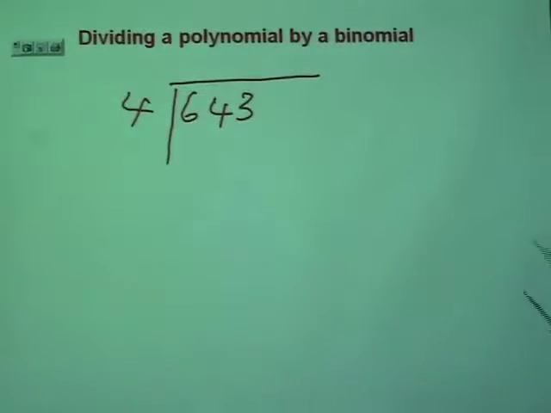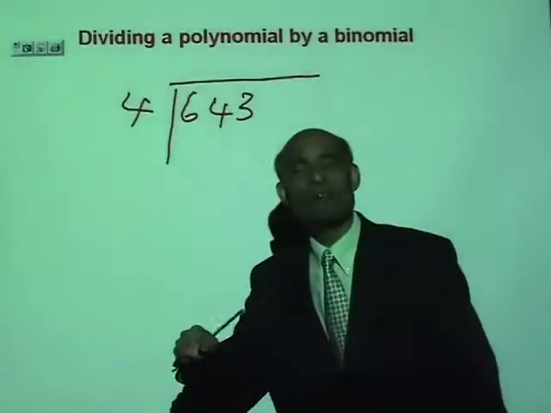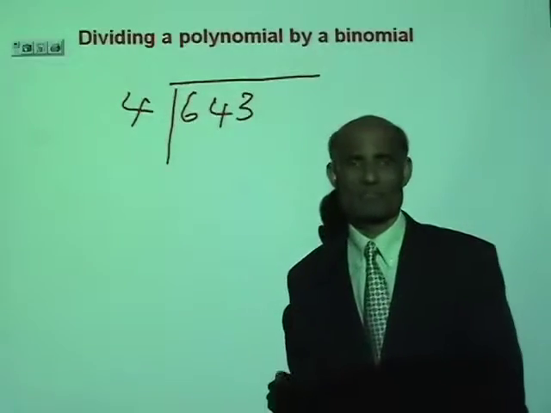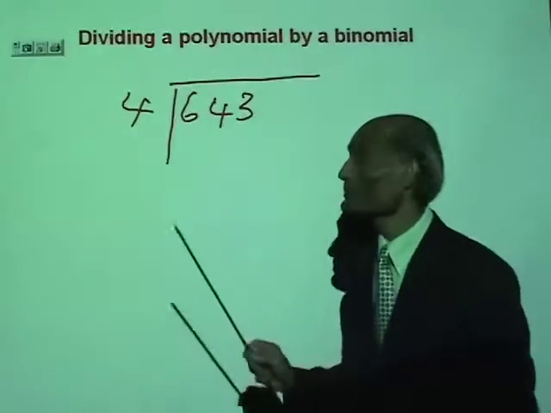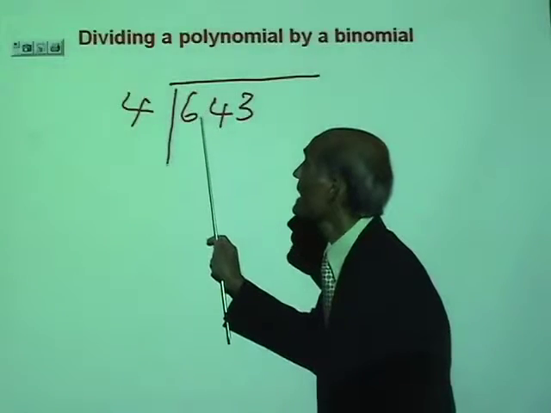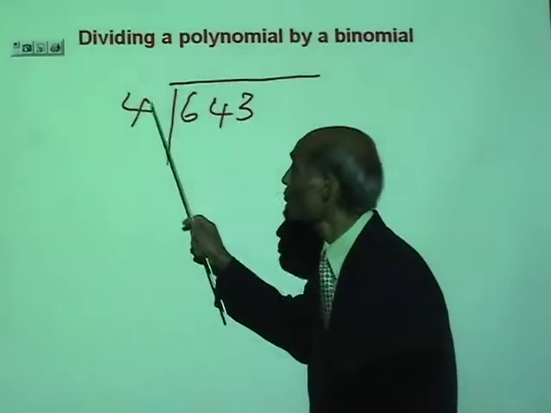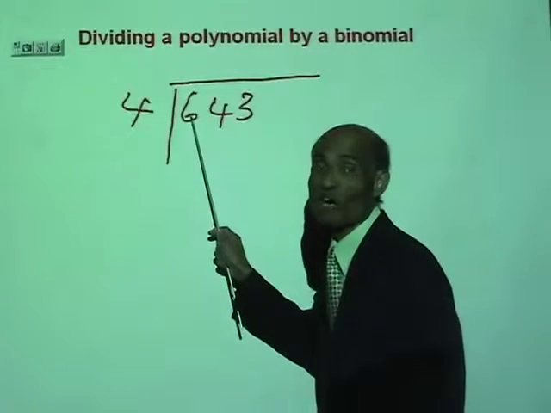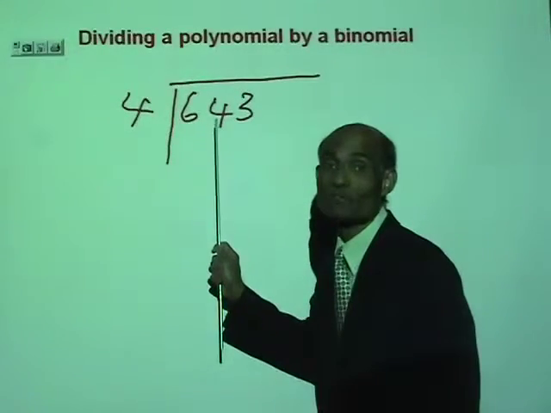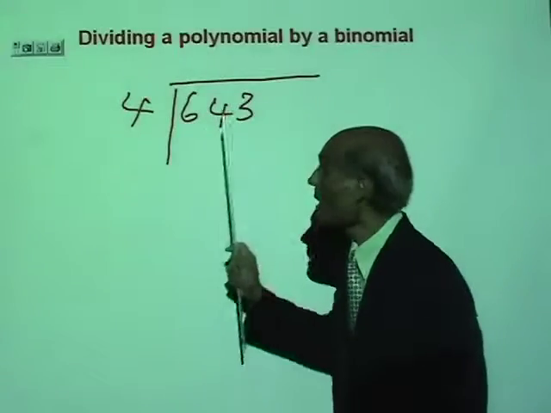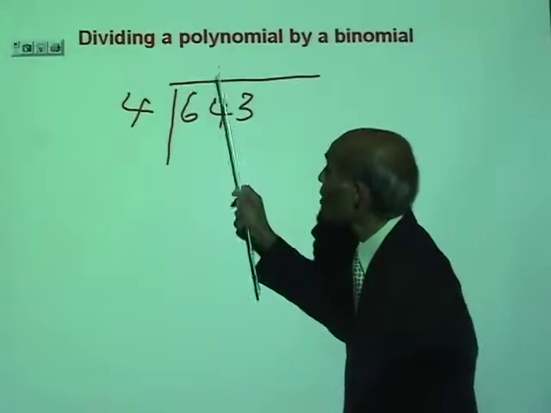643 divide by 4. We do it by the long division method. Now, how do we do that? We first of all take 6, is that right? And say how many 4's will go in 6? How many 4's will go in 6? It will be 1. And we will write that 1 on the top.